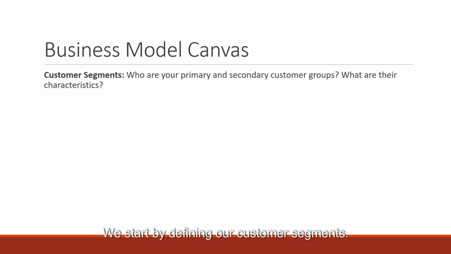We start by defining our customer segments, identifying the primary and secondary customer groups that our business will serve. Each customer segment has unique characteristics, needs, and behaviors that influence how we shape our offerings. It's crucial to understand these segments deeply, as they are the core of any business model. By pinpointing who our main customers are and what specific value they seek, we can tailor our approach to serve them more effectively and build a solid foundation for our business.